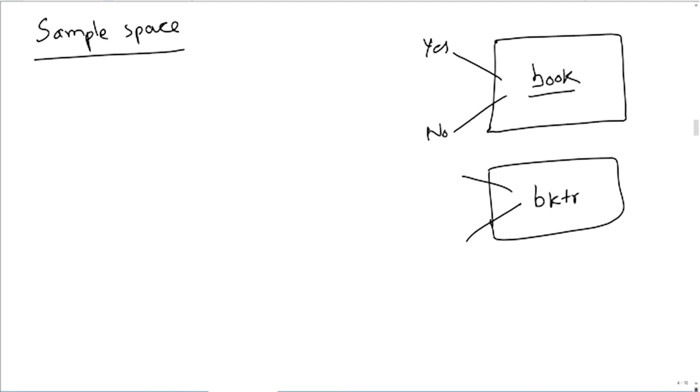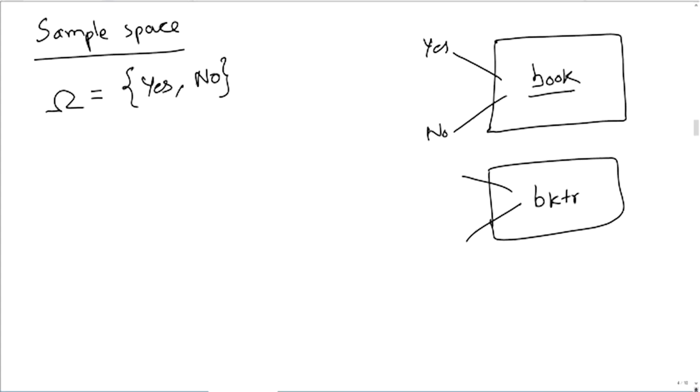So in this case, what are the possible outcomes of this experiment? There are two possible outcomes here. One is a yes, and another possible outcome is no. So a set containing all the possible outcomes is called the sample space of the experiment, and we denote it using the symbol omega. The sample space is a set containing all possible outcomes of your experiment.